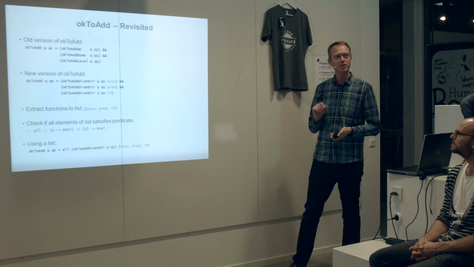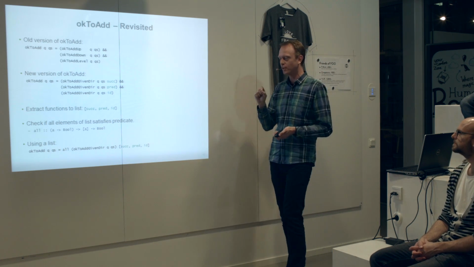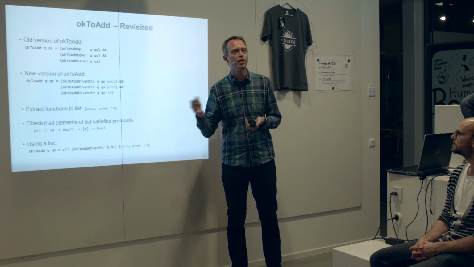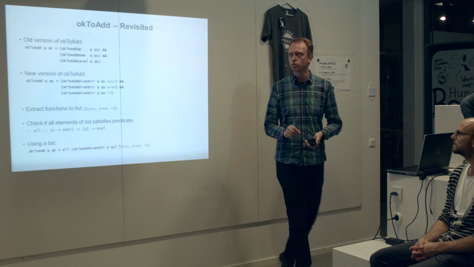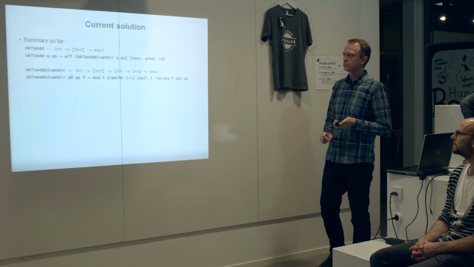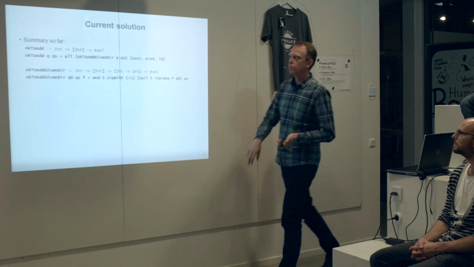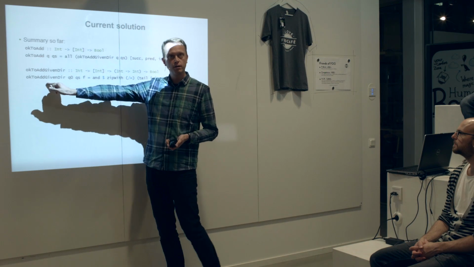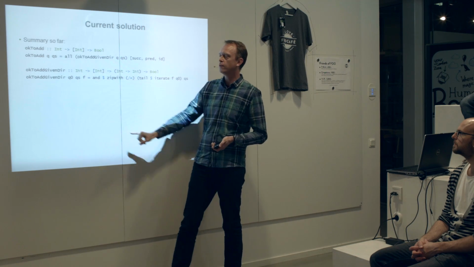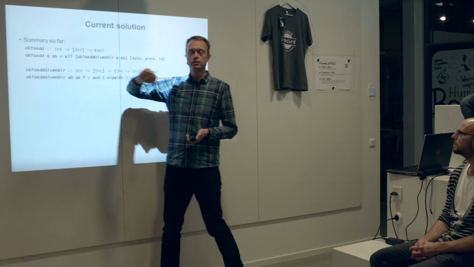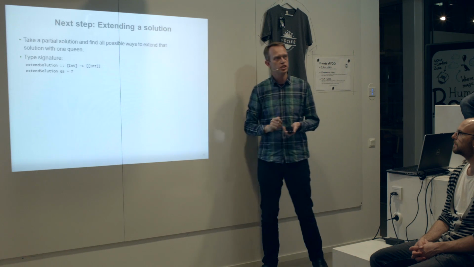All right, so now we have the OK to add. That returns whether or not it's OK to add a certain queen to a certain partial solution. So what's the next step? Well, just a summary of where we are so far. We have two functions. We have the OK to add given there, that we saw, this one, and we have the OK to add. So now we want to do some extension.